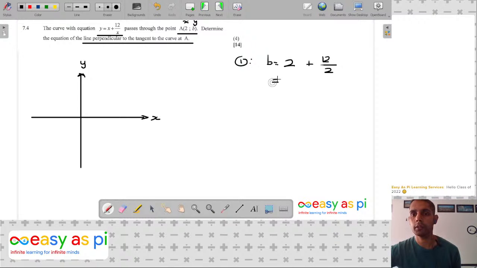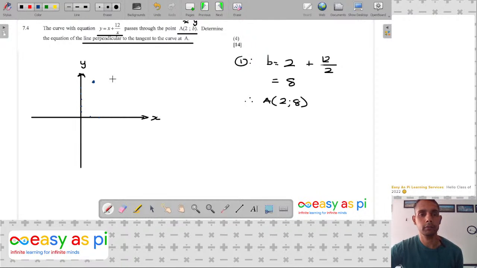Okay, so that becomes 2 plus 6, which is then 8. So the point A is (2, 8). Okay, and let's put it somewhere here, right? So let's say that's 1, 2, let's say that's 1, 2, 3, 4, 5, 6, 7, 8. So let's say it's somewhere around here, right?